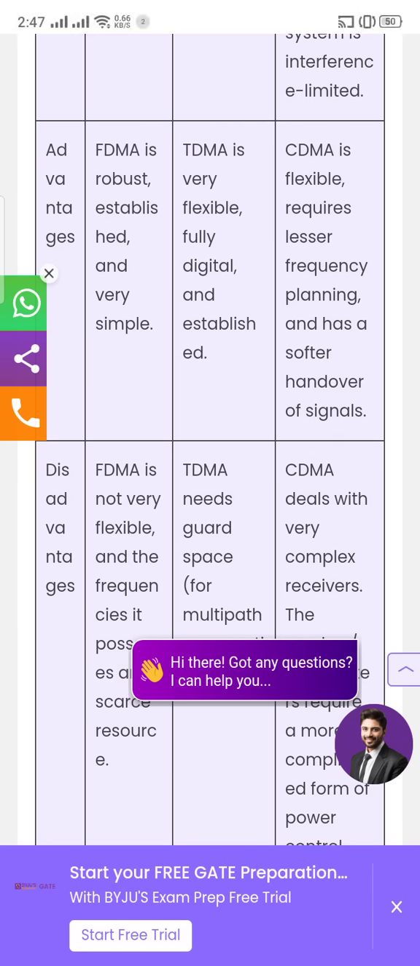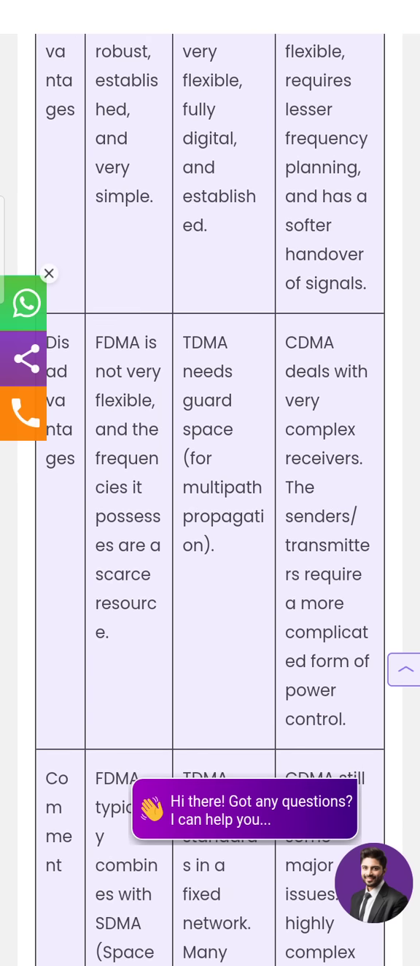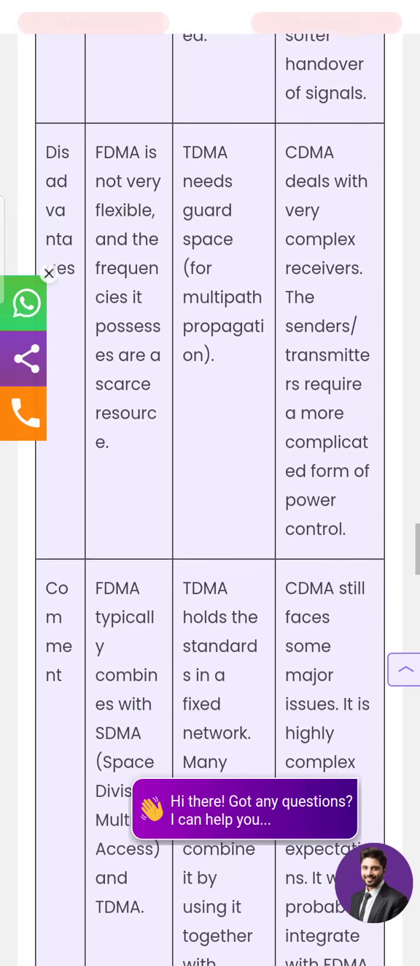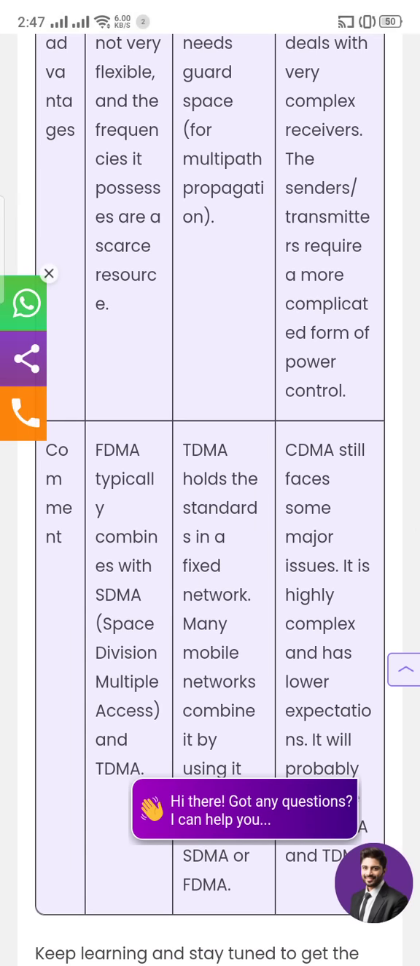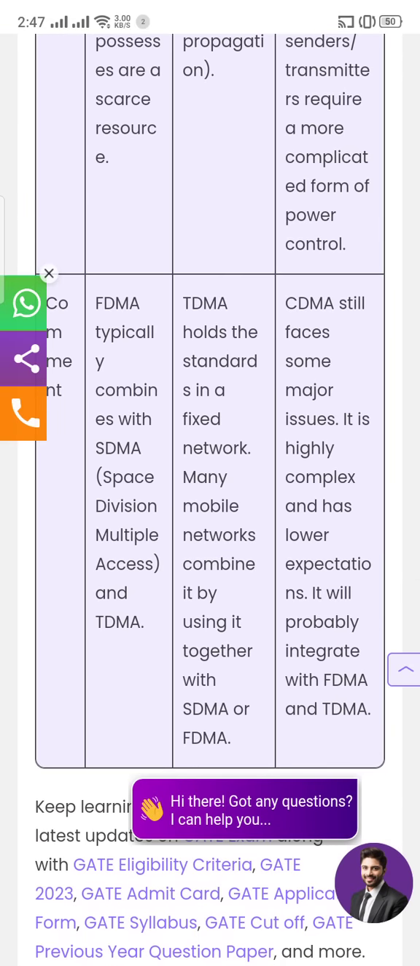FDMA is not very flexible, and the frequency it processes is a scarce resource. TDMA needs guard space and a multipath equalizer. CDMA requires a very complex receiver. The sender transmitter is required. FDMA is typically used in combination with other schemes. TDMA holds the standard in fixed networks and many mobile networks.